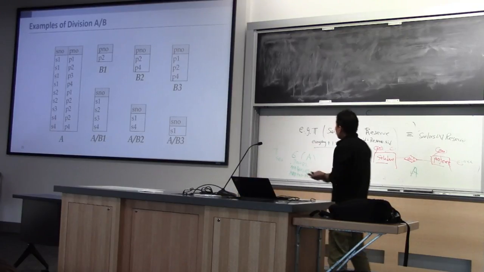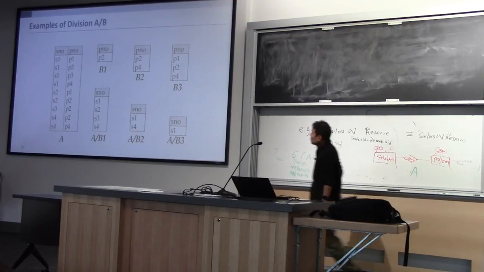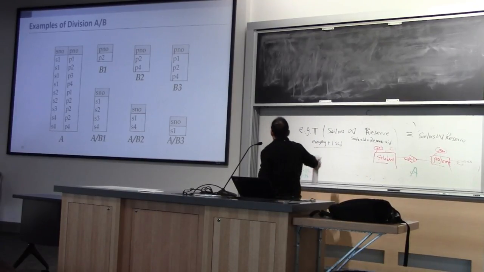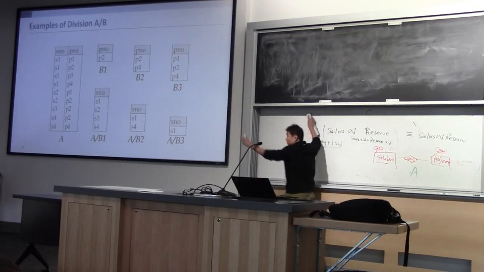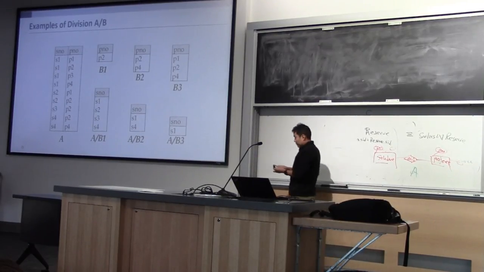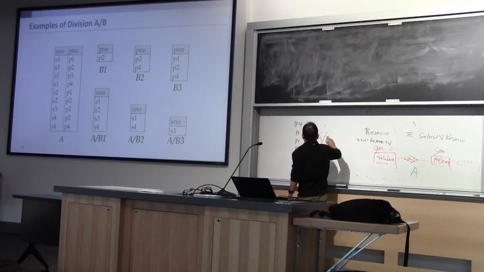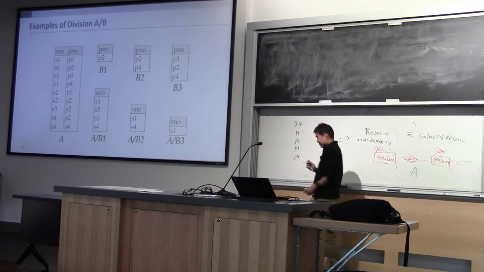I don't have another example, but what if I have another one, using this as an example, right? What's the answer of the following? If I have a B4, P1, P2, and I do A divided by B4. What's the output of this? Can someone tell me that?